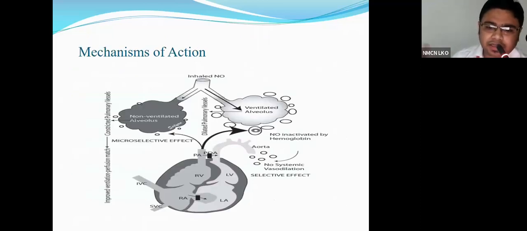Coming to the other mechanism, for the appropriate action of nitric oxide, you need an appropriately recruited lung. From this diagram, you can see that NO preferentially goes to the ventilated alveolus as compared to a non-ventilated alveolus. This effect is known as the microselective effect. So the take-home message from this slide is that NO has a microselective effect. It will go to your ventilated alveoli as compared to the non-ventilated alveoli.